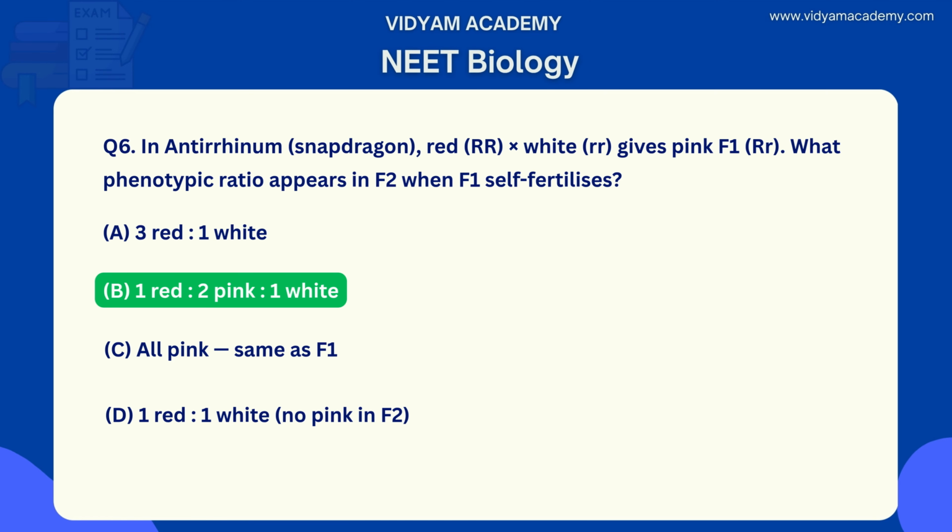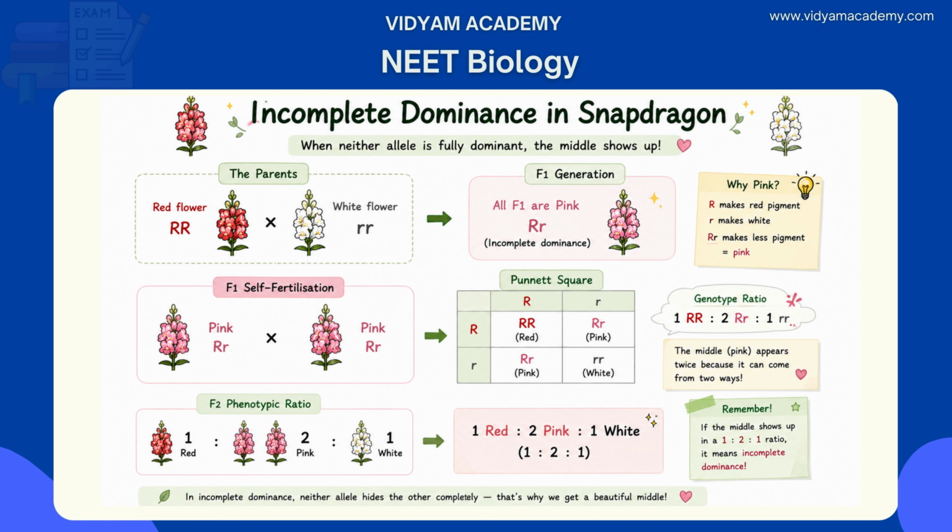Option B is the right answer. 1 red, 2 pink, 1 white. Let's move to the explanation. In incomplete dominance, neither allele is fully dominant. One R allele produces insufficient pigment for full red color. So Rr gives pink, intermediate. F1 Rr selfed, Rr × Rr, produces a genotypic ratio of 1 RR to 2 Rr to 1 rr, since each genotype produces a distinct phenotype.